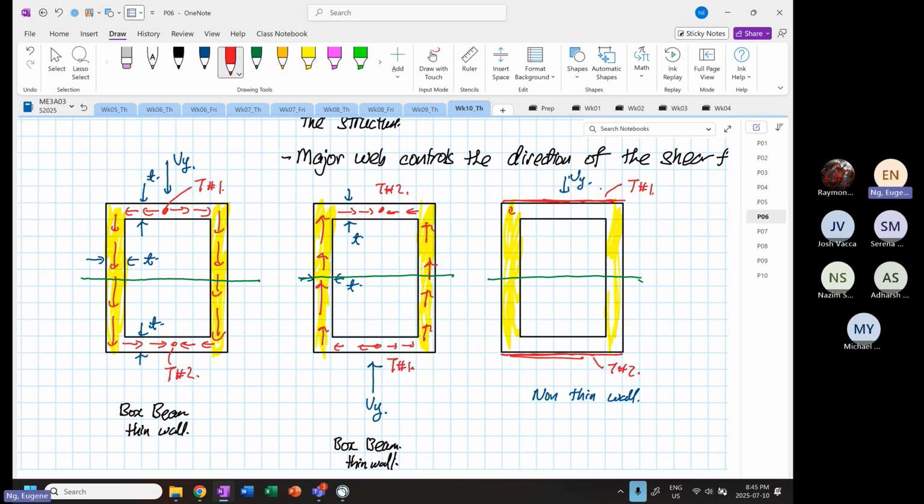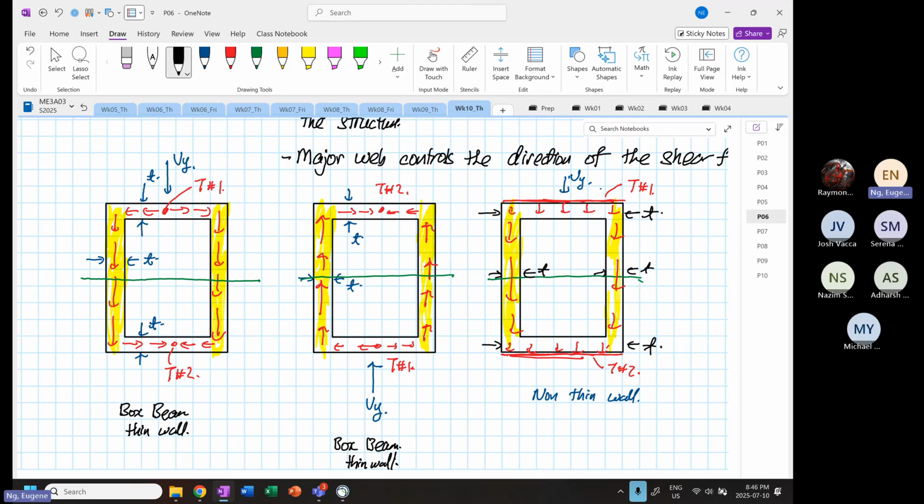Yeah, so this is our shear flow. Remember? And then the thickness, depending on what we want, this is our thickness. Over here, this is our thickness. And over here, this is our thickness.